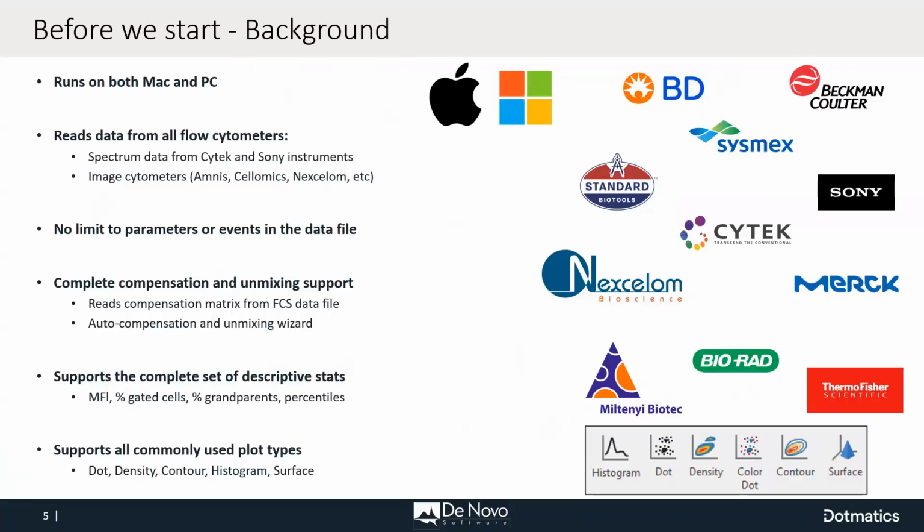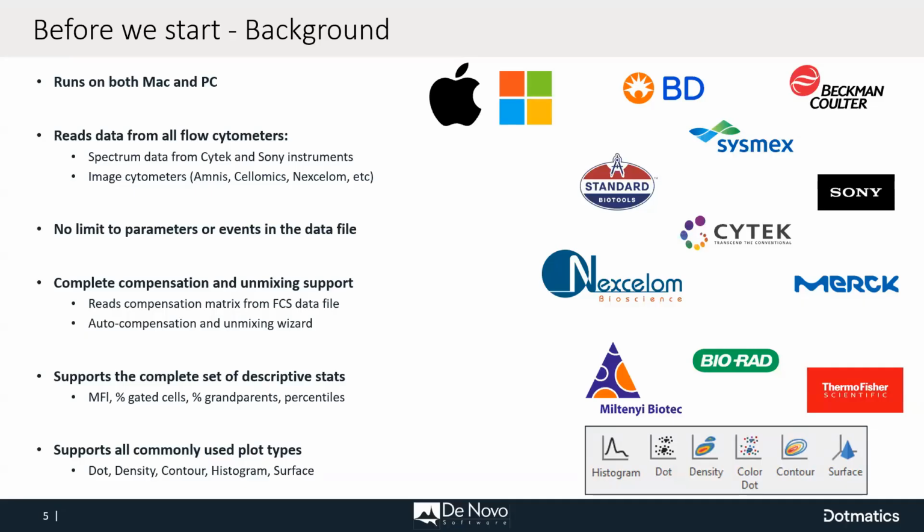A little background: our software runs both on Mac and PC. You can read the data from all types of flow cytometers. So our spectral data, Cytek, Sony. We also work with Thermo. And then the latest is Beckman Coulter. We also do image cytometers. So Amnis, which is now part of Cytek, Solomix, Nextcom. And then we also have no limits on the parameters or the events in the data file. So we can do very large data files. We're able to do as many parameters as you want. So if you're one of those people doing the 40 color experiments, we're able to do that also.